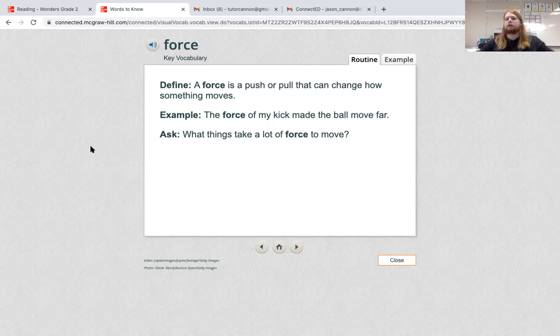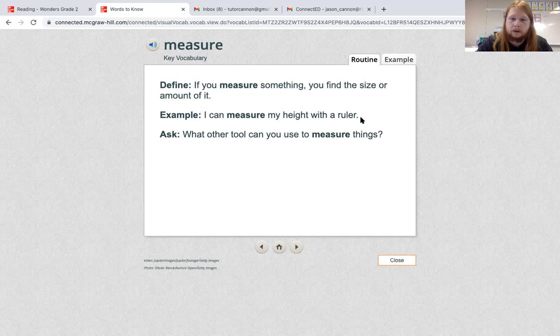So I couldn't just lift the table, put it over my shoulder, and take it with me. I had to push it. I had to push, and then I had to pull to get into the right spot. All right, let's look at the next one.